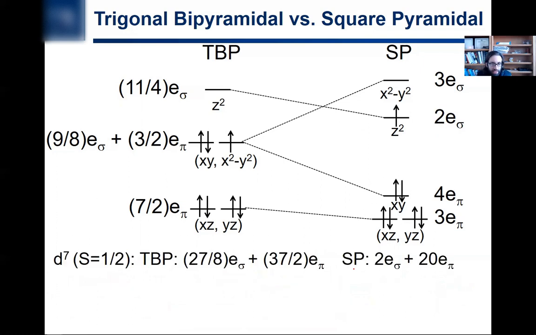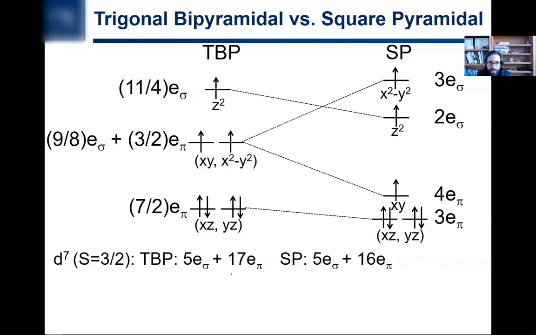D7 doublet. D7 doublet is looking like 20 E pi versus, what is that, 18 and a half E pi. So there's a little bit of a difference here. And this is 3.75, 3 and 3/8, okay. 3 and 3/8 versus 2 E sigma. So we're 1 and 3/8 E sigma difference. That's a lot of difference. So definitely this is going to destabilize the structure, having all that E sigma. So for D7 doublet we're definitely going to be square pyramidal.